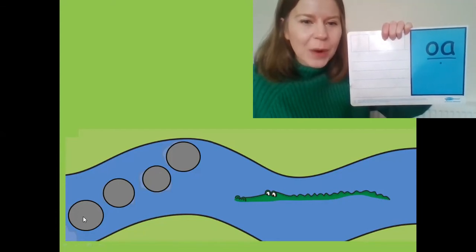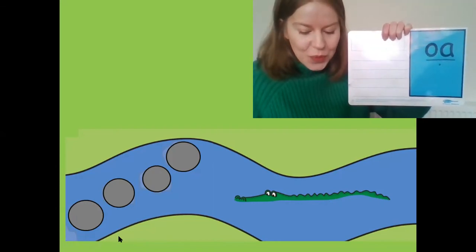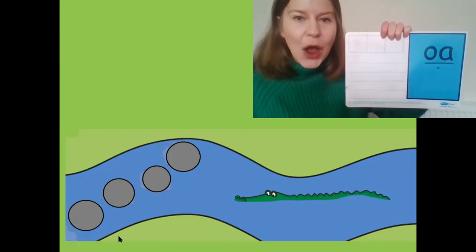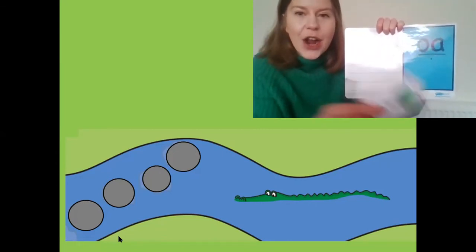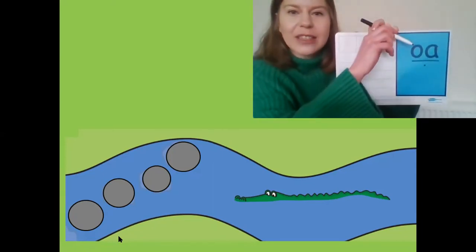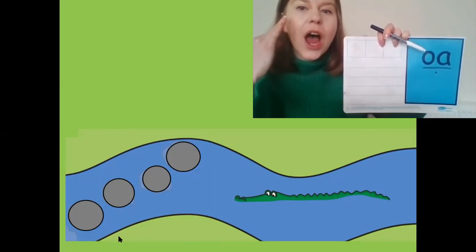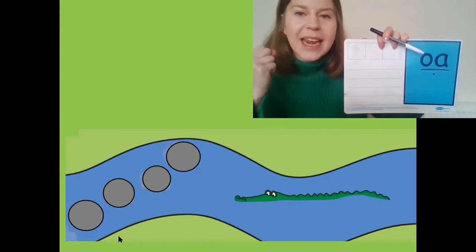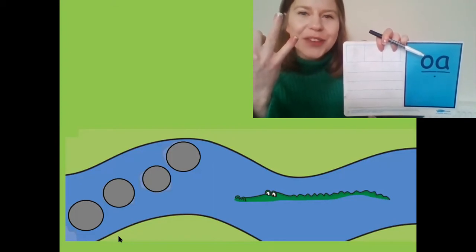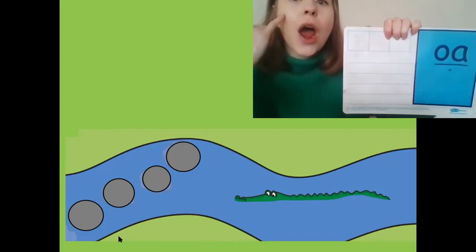Okay, we're going to step onto the first stone, which has a word which we need to write. The first word we need to write is oak, and oak tree. Let's use our sounds. Oak. Let's chop it up again. Oak. How many sounds are in the word oak? 2.